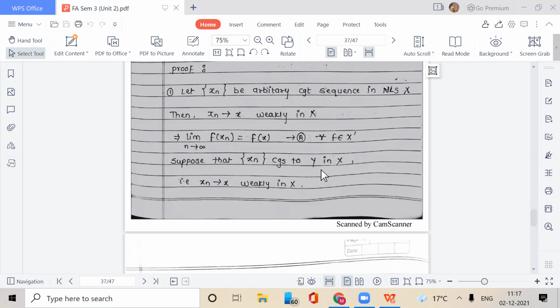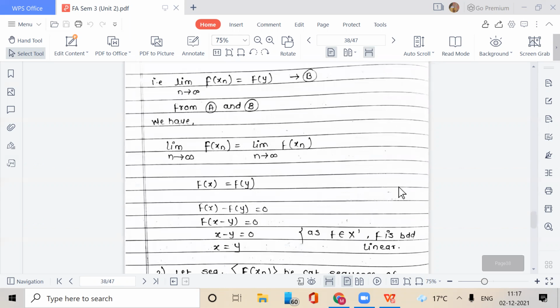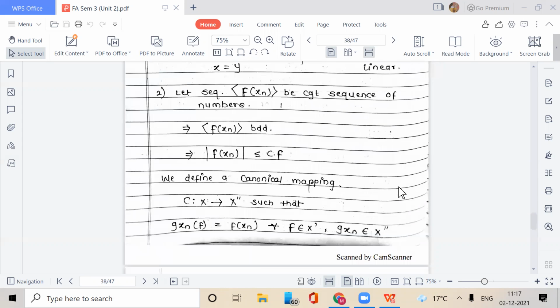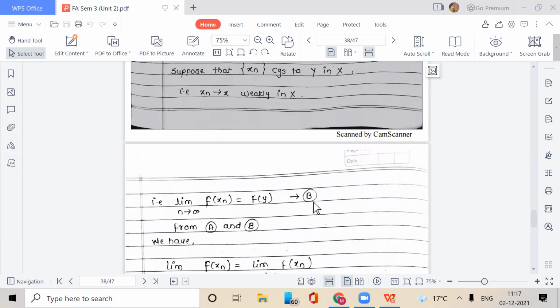Suppose that xn converges to y belonging to capital X. Therefore, xn converges weakly to y. We have taken y, and also upon the arrow you can write w, which states that xn converges to y weakly. So limit n tends to infinity f of xn is equal to f of y. Give this equation number b. We are proving that the limit is unique, so we take another limit y and prove that x is equal to y.